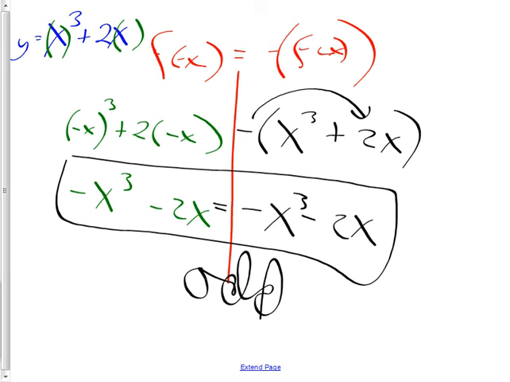Okay, so don't just think, oh, I can tell this one's probably even, and write down even. You don't get the credit. You have to have the proof. Okay, what's the rule for evens? f of negative x equals what? f of x. I want you to prove something's even now.